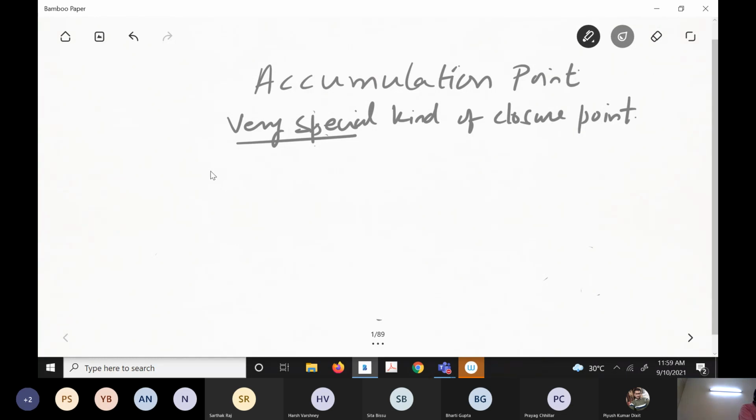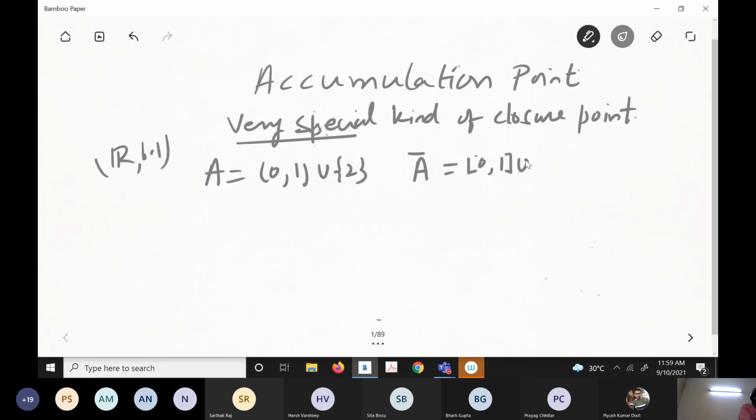Now look, you start with a set A in the real line with the usual distance. But here you are adding this point. You can see that A bar, the set of all closure points, will be this and this. Now pick any point here, and this point 2, and compare.